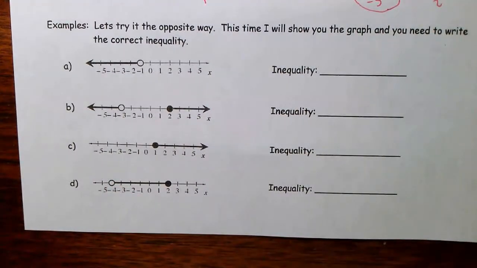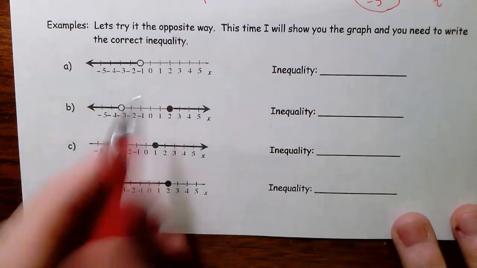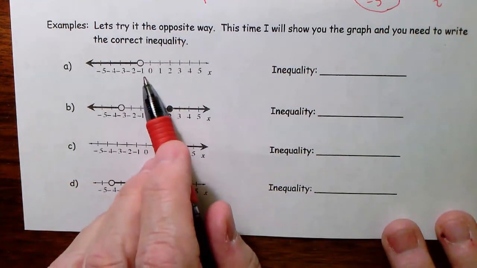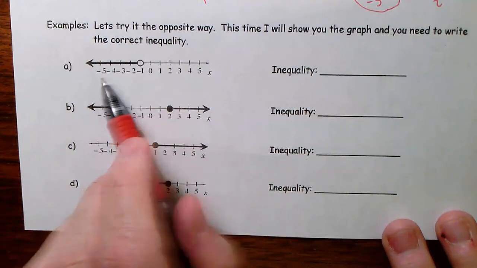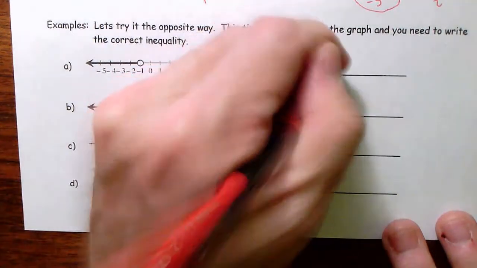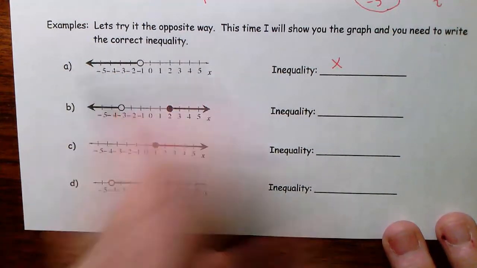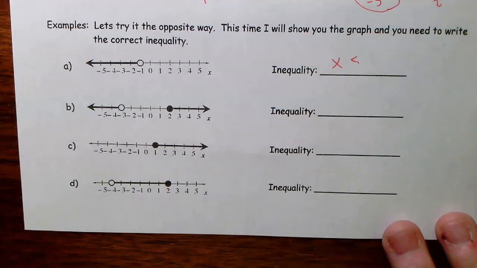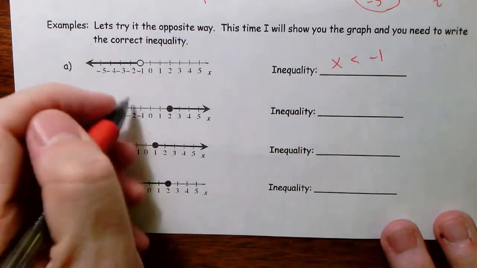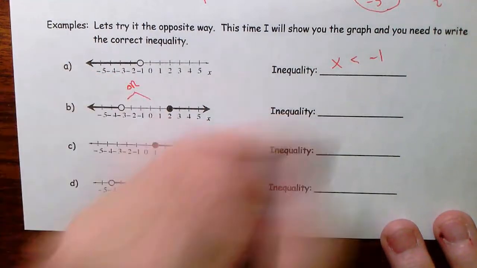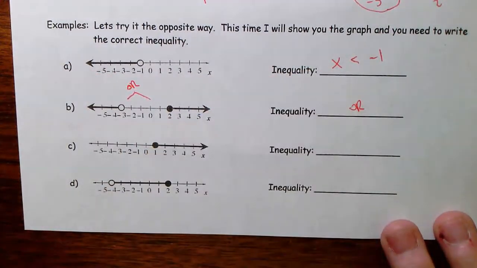If you want, you can pause the video and try to do it yourself and then come back, or you can just watch as I explain it. All right, this first one looks like it's numbers less than -1. I'm always going to start with an x, or whatever variable you want to use, but I like x. It's an open circle, and it's less than, so it's less than without the or equal to sign, and it's -1.